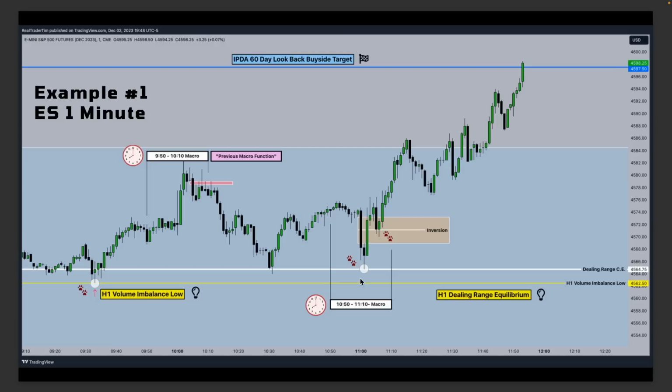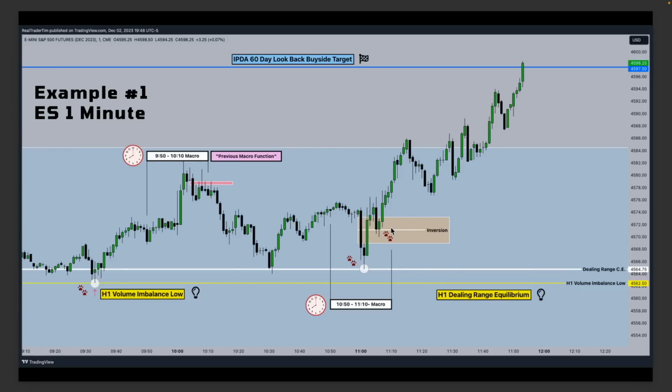Okay? That shows us that the algorithm is still very efficiently respecting these key reference points. This is a key reference point as well. So we've had the volume imbalance delivery, and now we're having the dealing range equilibrium delivery. What happens right after we touch this? We get aggressive buy side, close above this inversion, and what occurs in here?